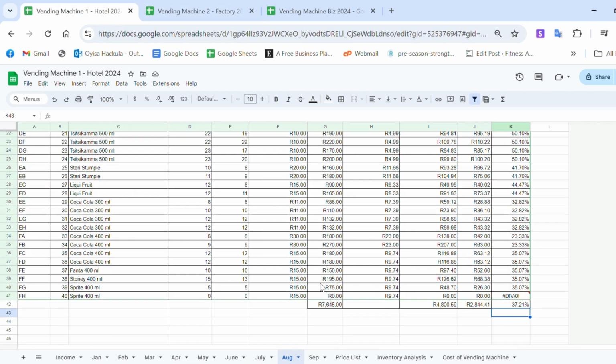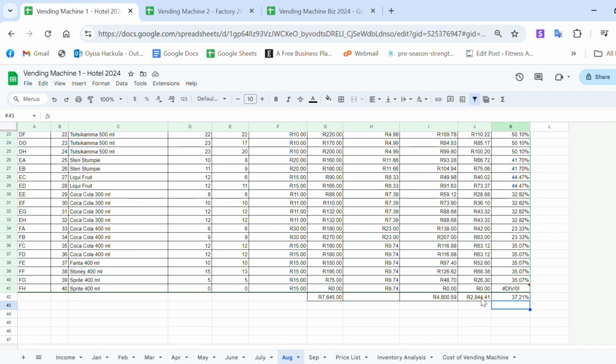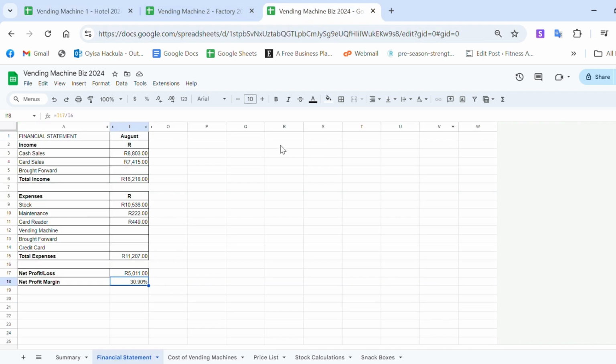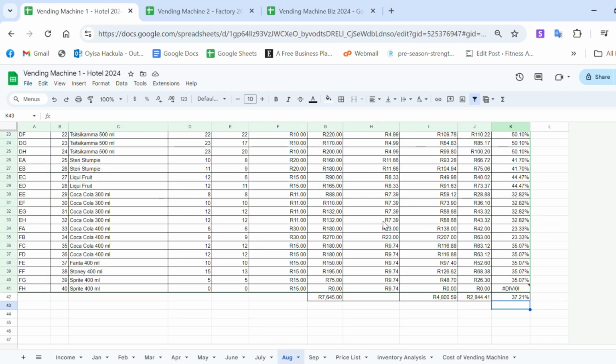So there will be a variance in the total income. It won't be that much. It'll be between 200 and 300. And that's basically how much change ended up staying in the machine to ensure that the machine maintains a good level of change to pay people out when they need their change.